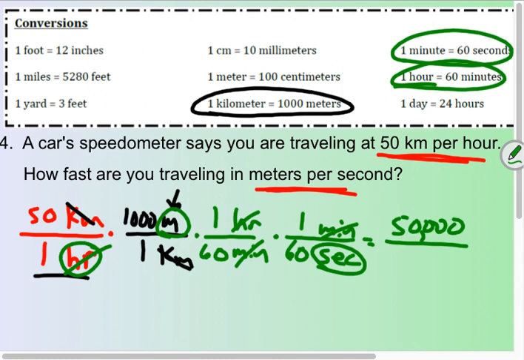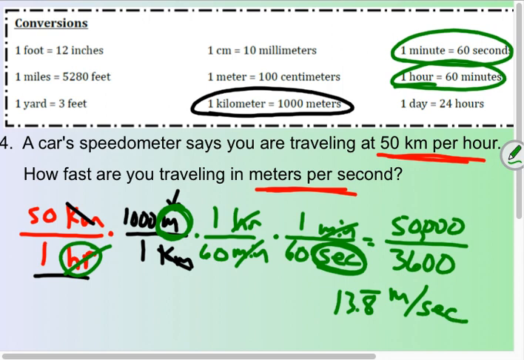60 times 1 times 1, 3,600. If you divide those, it looks like you get 13.8 repeating. You could leave it like that, or you could round it to 13.9, that's fine. And I have meters per second. Meters per second. And that's a little bit of dimensional analysis.